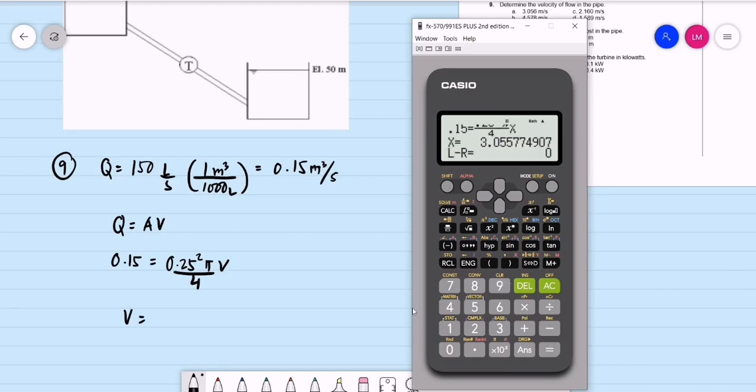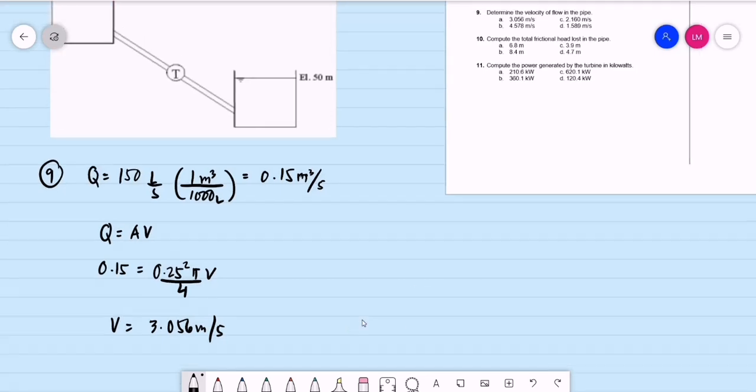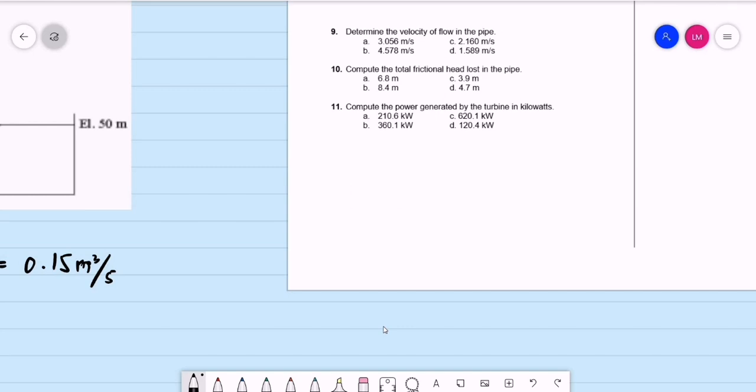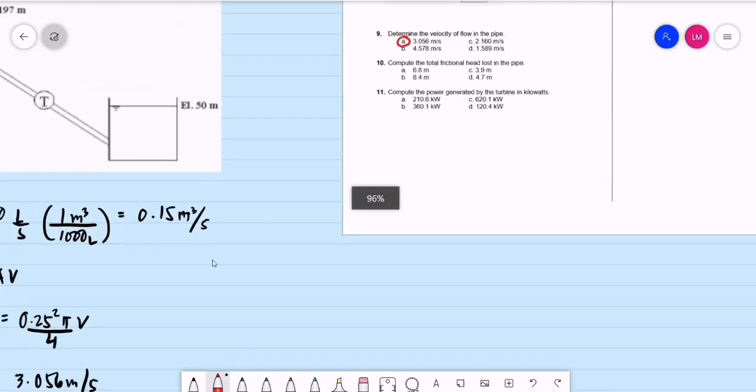So the velocity is equal to 3.056 meters per second, if we are to use 3 decimal places. If we check our choices for question number 9, that is letter A, 3.056 meters per second. Then question number 10 is to compute the total frictional head loss in the pipe.